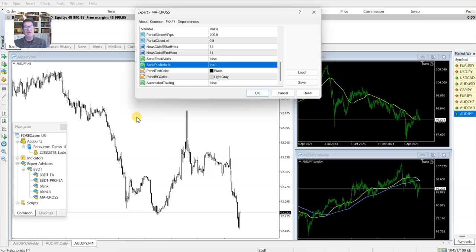This EA can completely run 24 hours around the clock on autopilot. It will automatically open orders and close orders based on all the parameters that you've set in here. It's completely hands off. I personally don't like that. I like to be in charge of my trades.